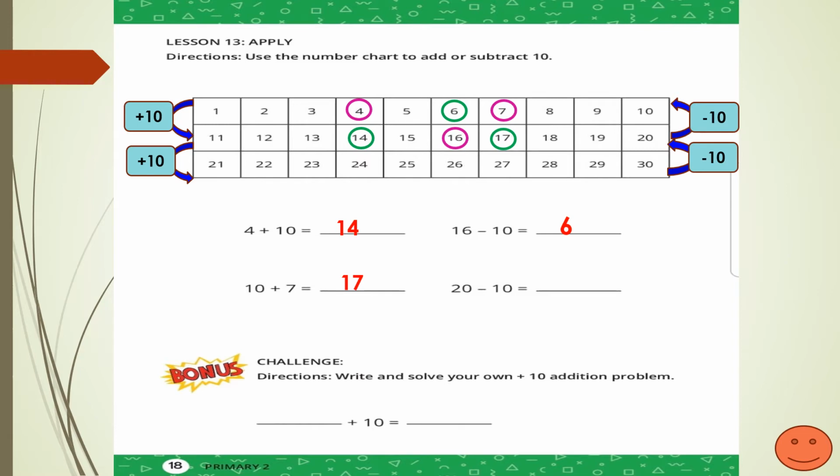20 minus 10. Mark 20. Minus 10, if we are subtracting, look up. So the result is 10. So 20 minus 10 equals 10.